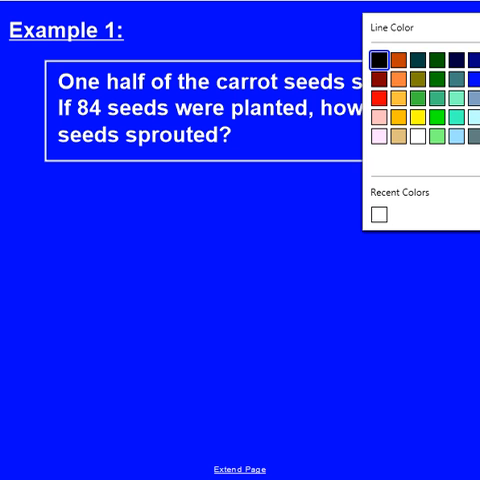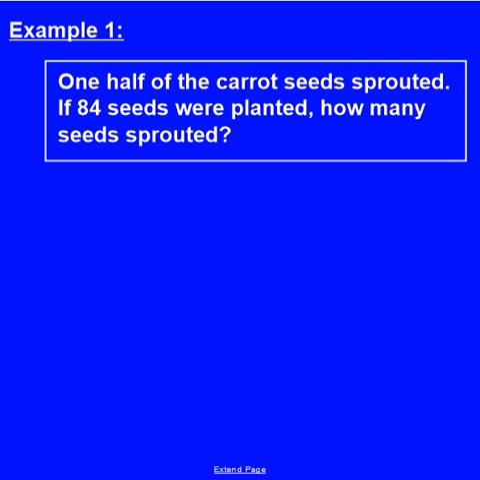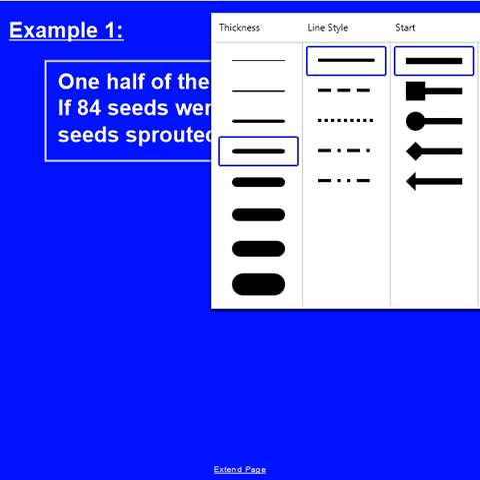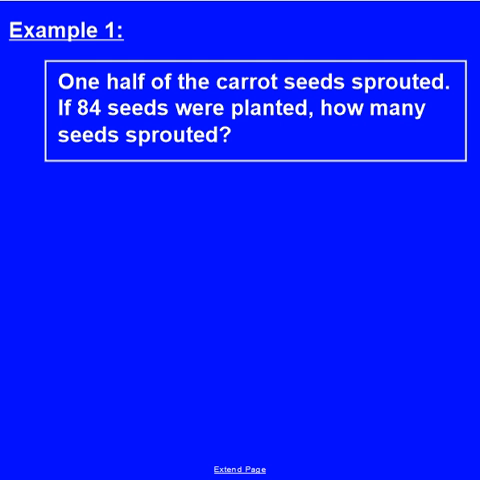So take a look at our example. Our example number 1, we have 1/2 of the carrot seeds sprouted. If 84 seeds were planted, how many seeds sprouted? Well, first let's take a look. We have 1/2 is key information, and we're talking about seeds. The next key information we need to look at is 84 seeds. So 1/2 of the 84 seeds sprouted. Okay?